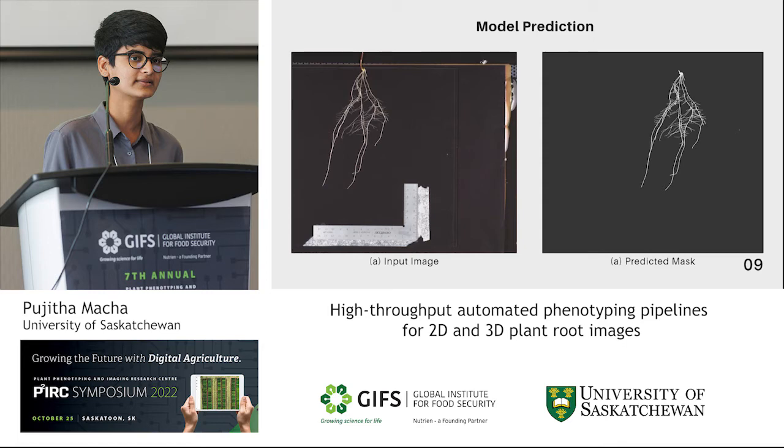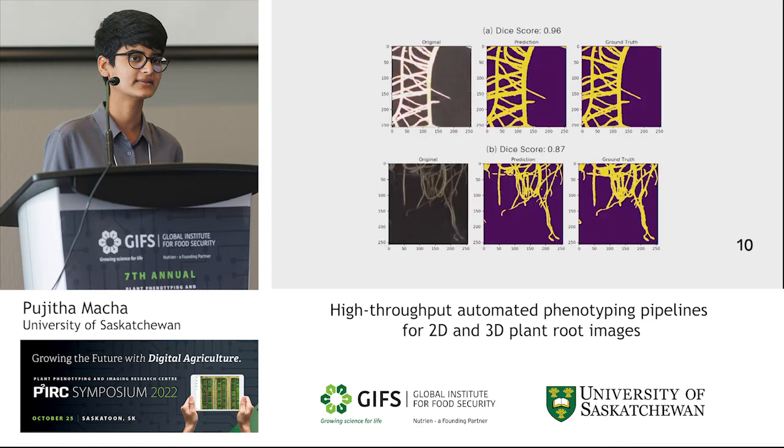So this helps in high-throughput applications where we don't need an explicit auto-cropping step or human intervention to crop images. Let's take a closer look at the segmentation results. For image A, with simpler root structures, the Dice score is about 0.96. As for complex root systems with greatly overlapping root structures, like image B, the Dice score is about 0.87.